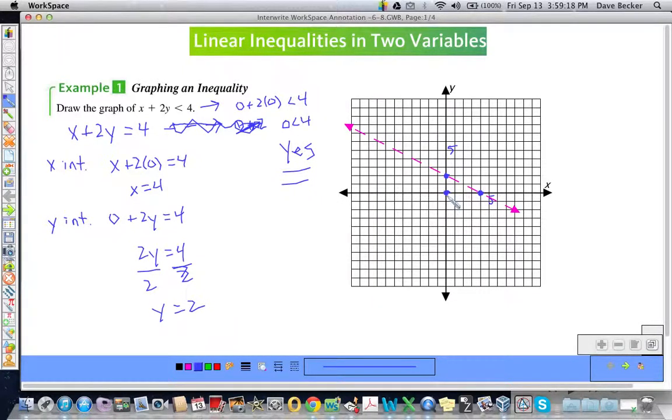So that means everything on the same side as this point is part of the solution. So I would shade everything on this side. You don't have to color it all in, but everything on this side is part of the solution. If this had not been true, like if this had said 0 is greater than 4, then I would have shaded the other side.